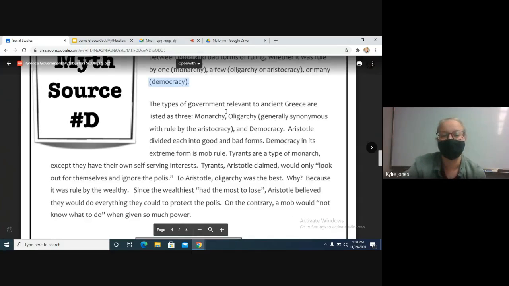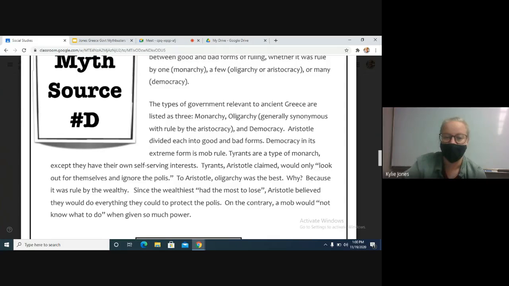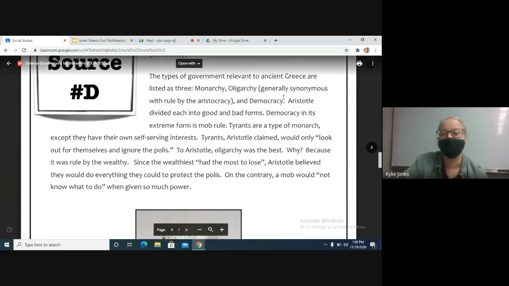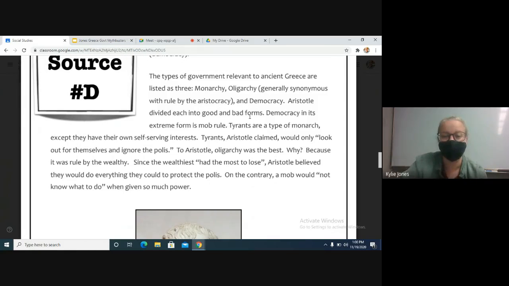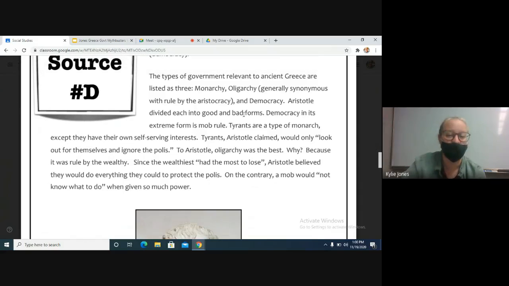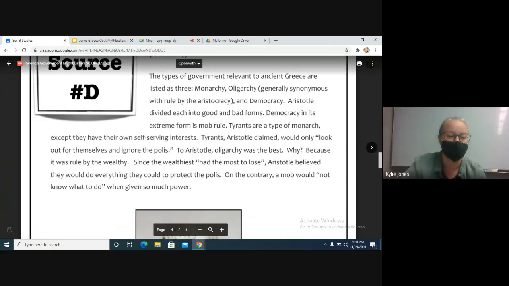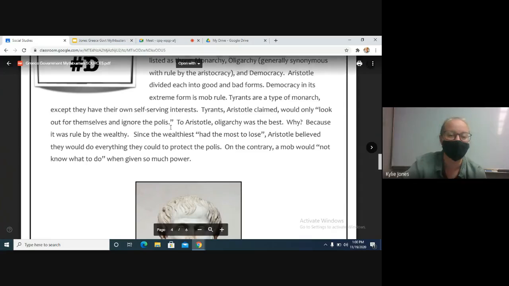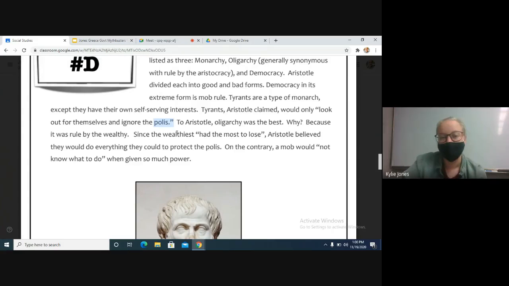The types of government relevant to ancient Greece are listed as these 3. Monarchy, oligarchy, generally synonymous with the rule by aristocracy, and democracy. Aristotle divided each into good and bad forms. Democracy, in its extreme form, is mob rule. Tyrants are a type of monarch, except that they have their own self-serving interests. Tyrants, Aristotle claimed, would only look out for themselves and ignore the polis. A polis is a city. To Aristotle, oligarchy was the best.